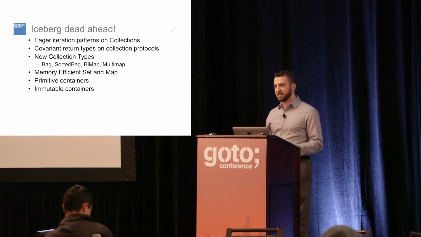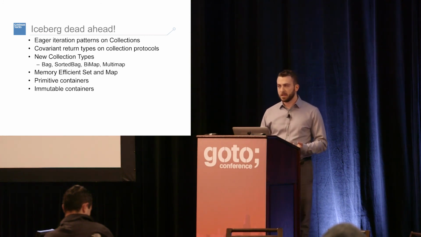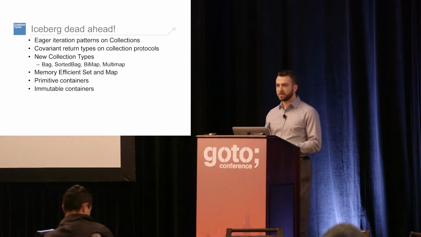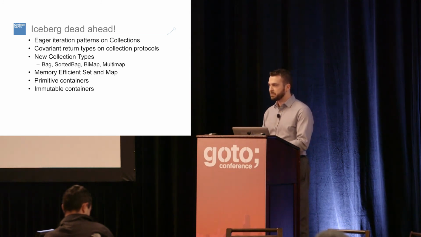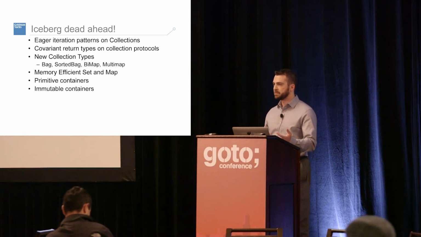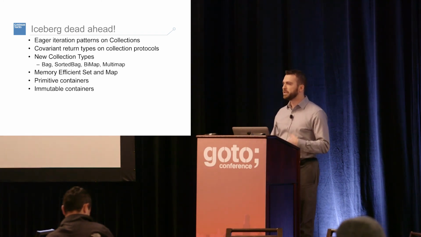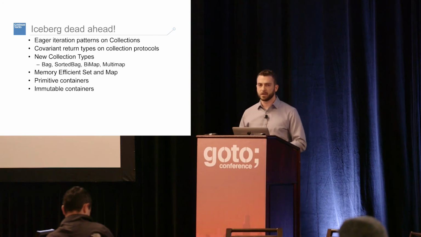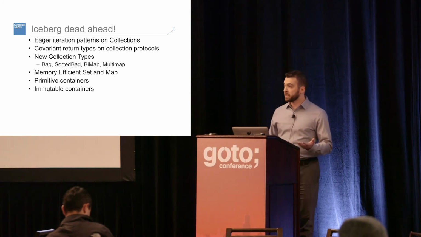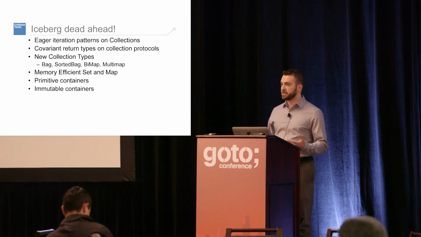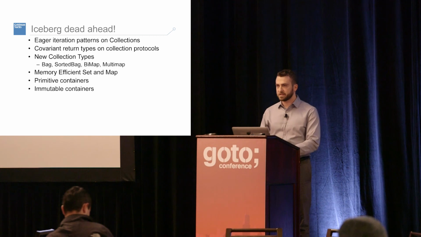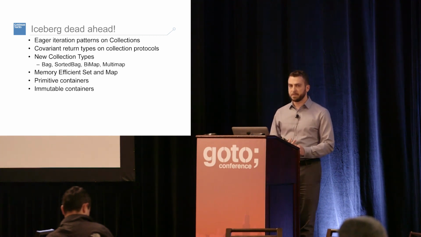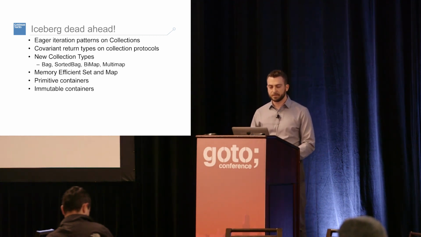So here's some of what is under the water in the iceberg. Eager iteration patterns, which I mentioned. Covariant return types on the collections protocols. What I mean here is that when you use stream, every method returns stream, not like a list stream or set stream. You're responsible for keeping track of the uniqueness and things like that, whether there's an ordering, on your own. There's no new collection types. Everything is new API, new methods, new behaviors, but there were no new containers. So we don't have bags, also called multisets. There's no bimaps or multimaps. You still have to use third-party libraries for this, like ours.